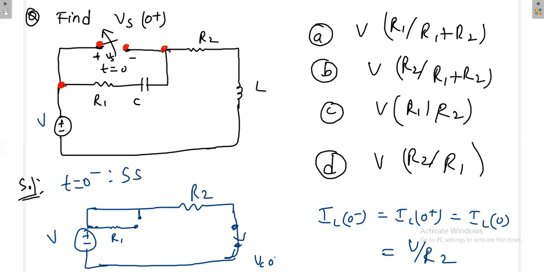At t equals 0 minus, the state of the network is like this. What is the voltage across the capacitor? Any idea?